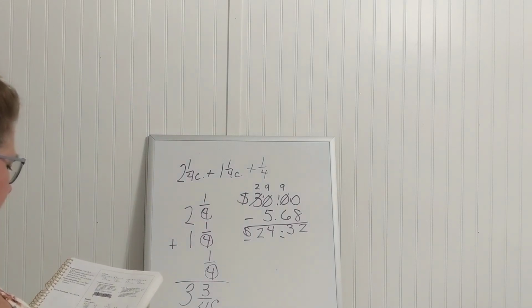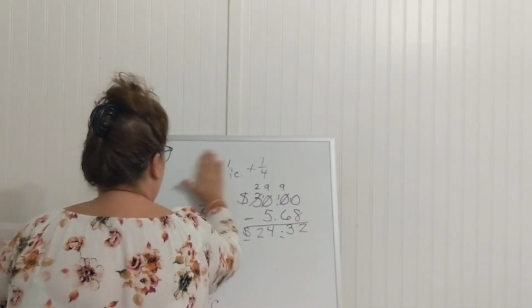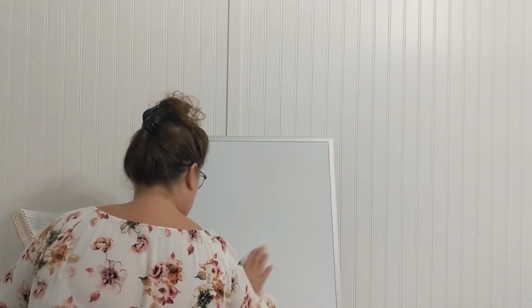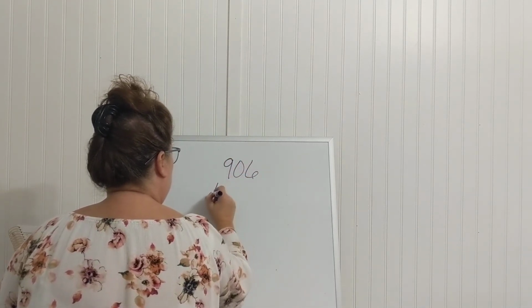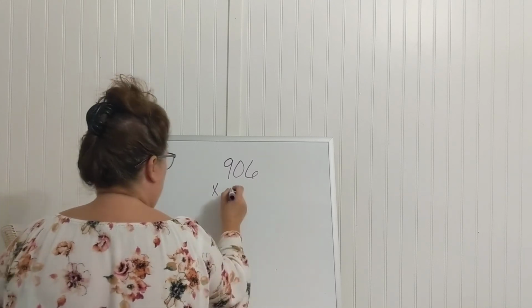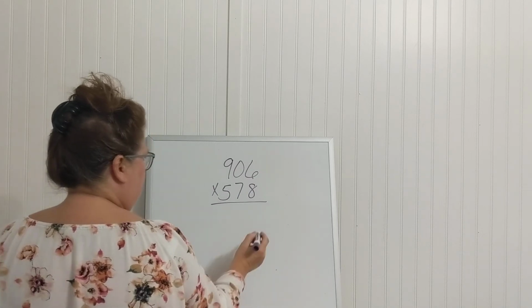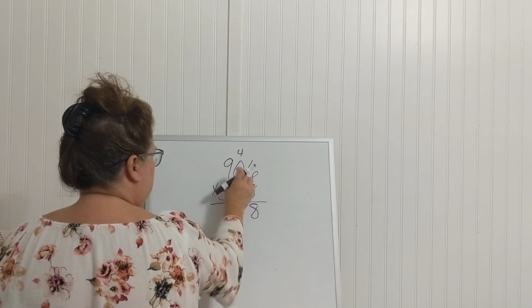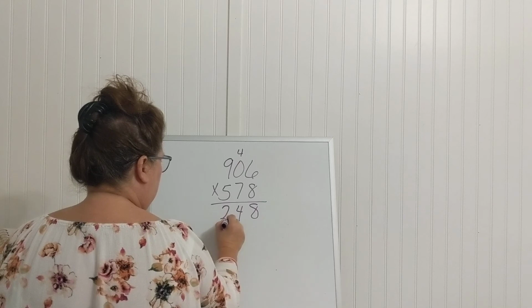And then look at letter E. Letter E is a good old, beautiful, long multiplication problem. So here we go. For letter E, we have 906 times 578. 6 times 8 is 48. We put our 8 down. We carry our 4. 0 times 8 is 0, plus our 4 is 4. 9 times 8 is 72. We put our 2 down.